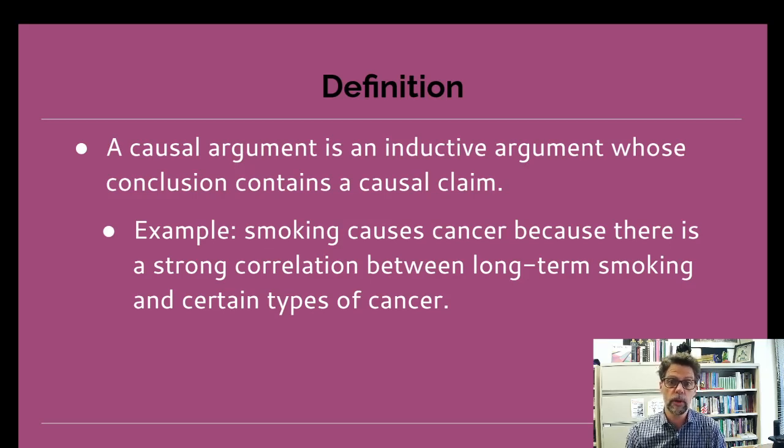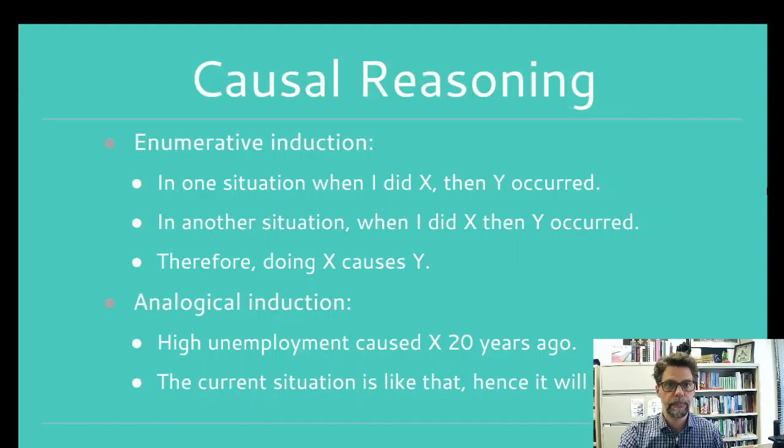So, for example, smoking causes cancer because there's a strong correlation between long-term smoking and certain types of cancer. That's a good inductive argument. We would then go to look for the data or evidence that supports the premise, that supports the strong correlation between long-term smoking and certain types of cancer. Once we found that evidence, we would conclude that this inductive argument is not only strong, which is to say its conclusion does follow probably, we would also say it's cogent. It has true information in the premises. Those are the two things we look for.